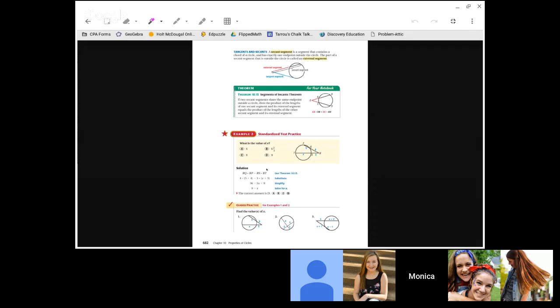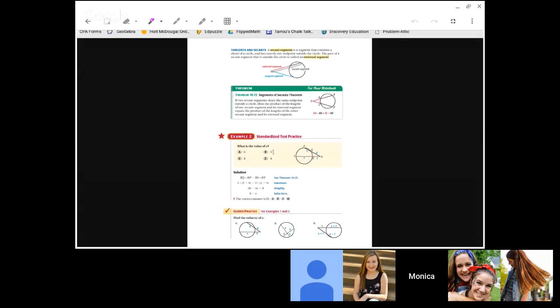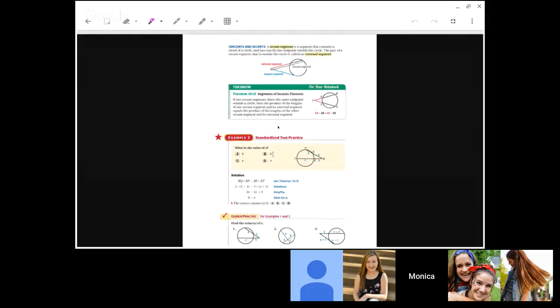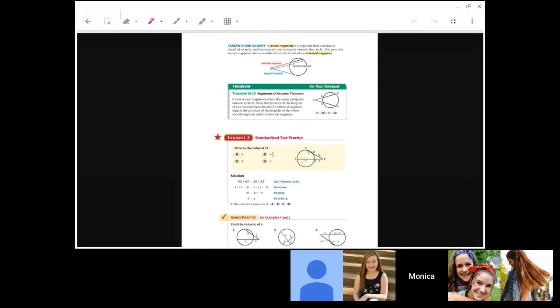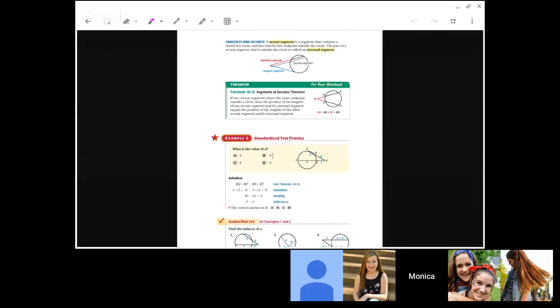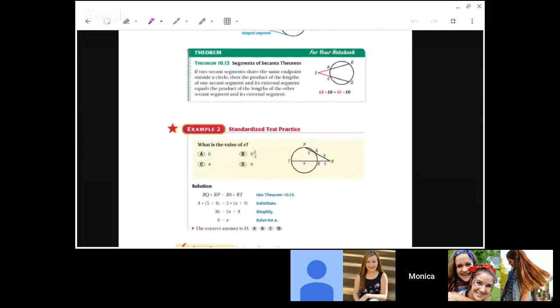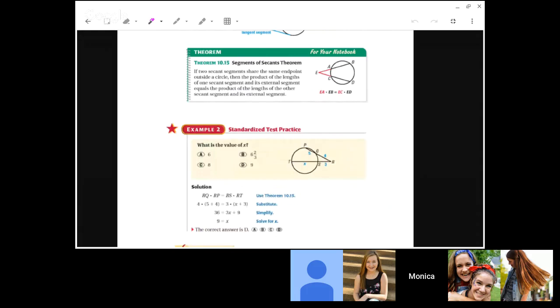So number 4 is going to use this theorem, the segments of secants theorem, okay? Now, what that says is if two secant segments share the same endpoint outside of a circle, then the product of the lengths of one secant segment and the external segment equals the product of the lengths of the other one, okay? So that's all in math speak.